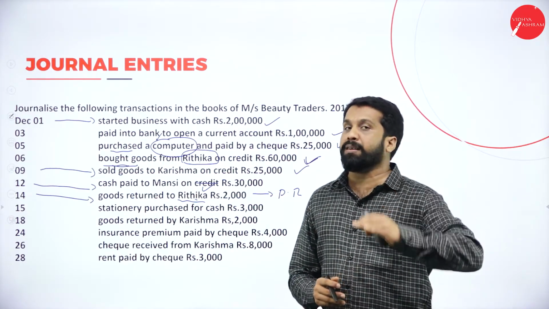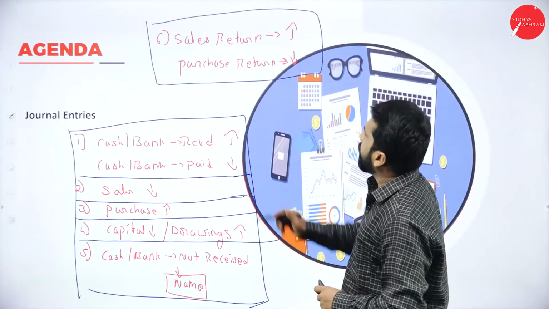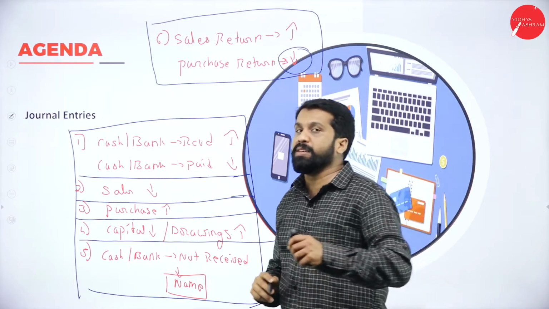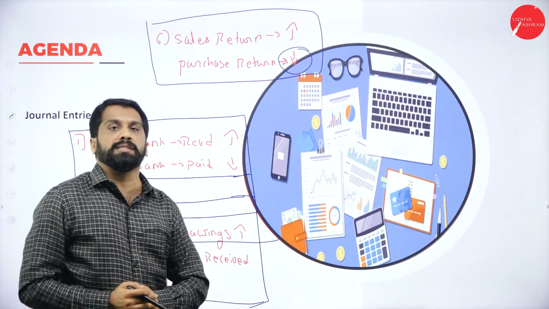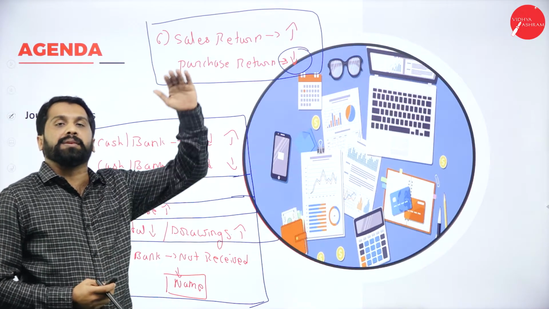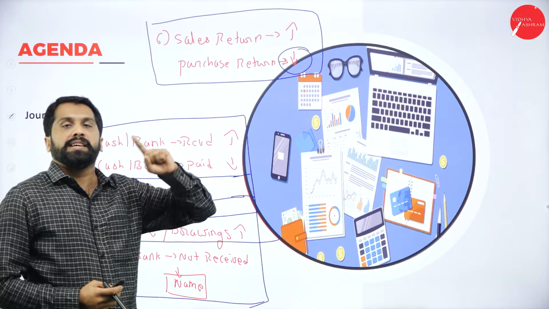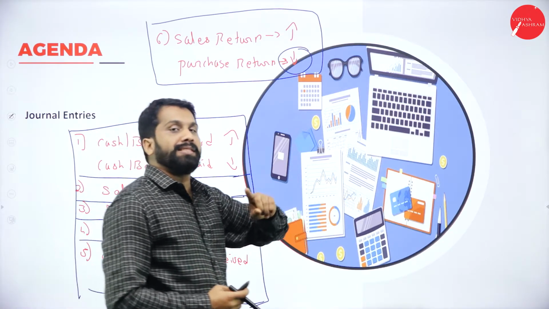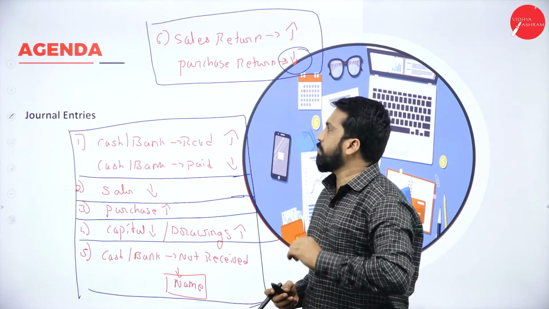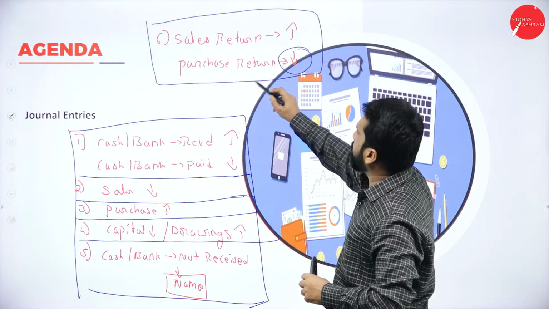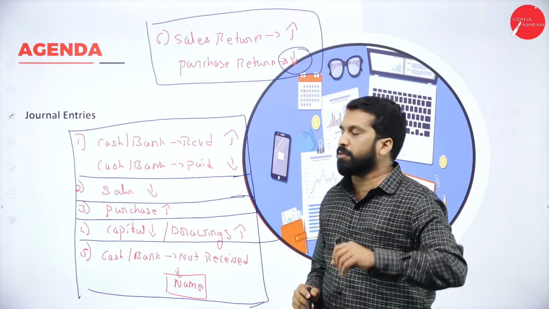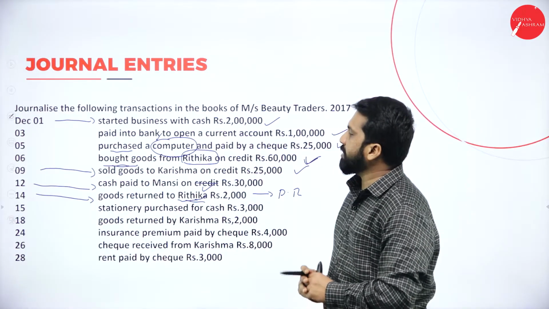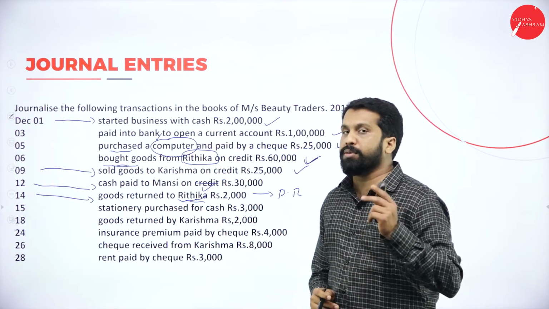What will happen? Up or down? I'll go back to your logic. Purchase return always down. By whom are we doing this? With Ritika. Ritika account debit to purchase return. If purchase is up, purchase return is always down. Sales is down, sales return is always up. Similarly, go for that logic. This will be purchase return. It must be down. So, Ritika account debit to purchase return account. What is the amount? 2000.